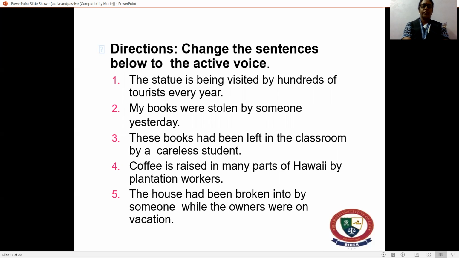You have to identify the subject and the be form verb, and you have to flip-flop the subject and the object by removing the phrase by. Coffee is raised in many parts of Hawaii by plantation workers. The last sentence, the house has been broken into by someone while the owners were on vacation.